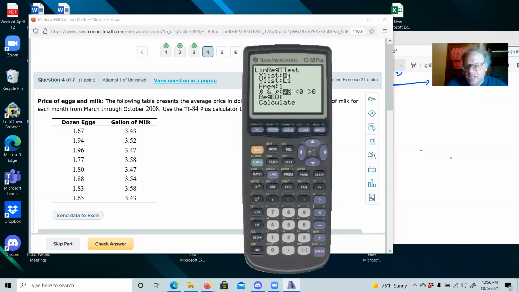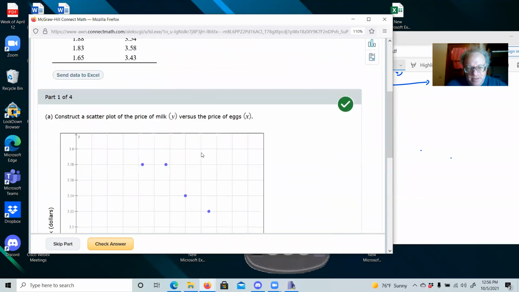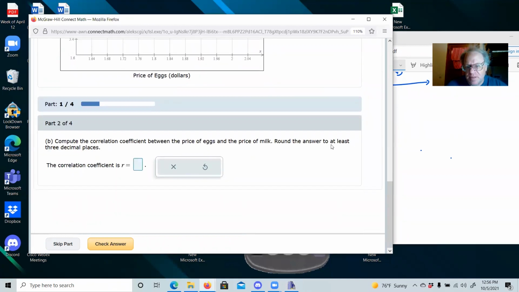Enter, and again, I'm not changing anything. List 1 is the X variable, list 2 is the Y variable, and everything else we're just going to leave alone and go ahead and calculate. Okay, this is coming in the next section, but we have an R of 0.418. If they answer to at least 3 decimal places, so 418, let me double check.